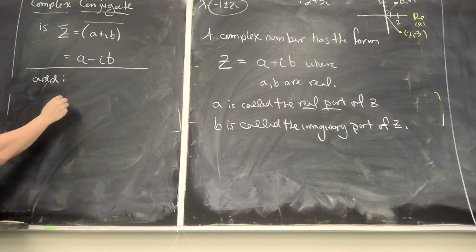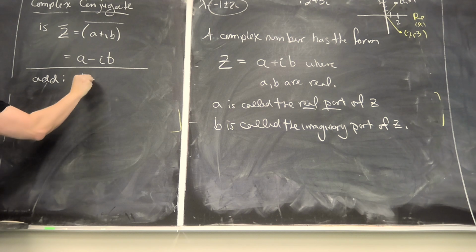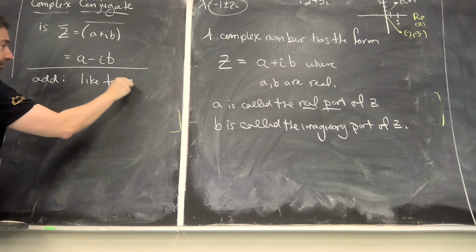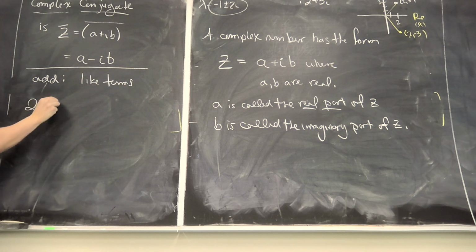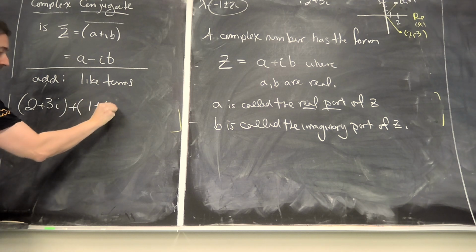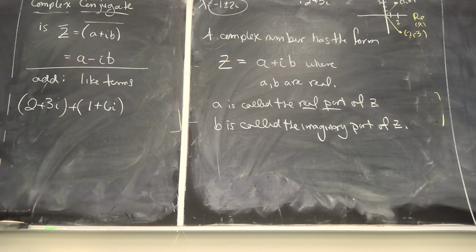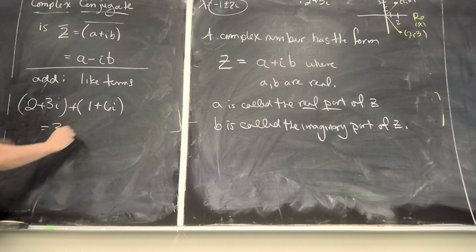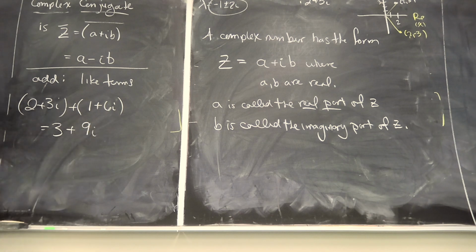So how do you add these things? You just compare like terms. So if I write down 2 plus 3i, and I add it to another complex number like 1 plus 6i, then if this had a variable in it, you would just combine like terms, and you do the same thing here. 2 plus 1 is 3, 3i plus 6i is 9i. So real to real, imaginary to imaginary.